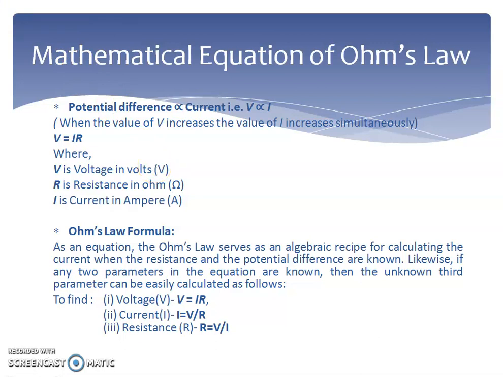V is the voltage in volts, R is the resistance in ohms and I is the current in amperes. So we have different formulations when we use this formula for doing the numericals. Voltage V is equal to IR as per Ohm's law. What is I then? I is V by R. And resistance R is equal to V by I.